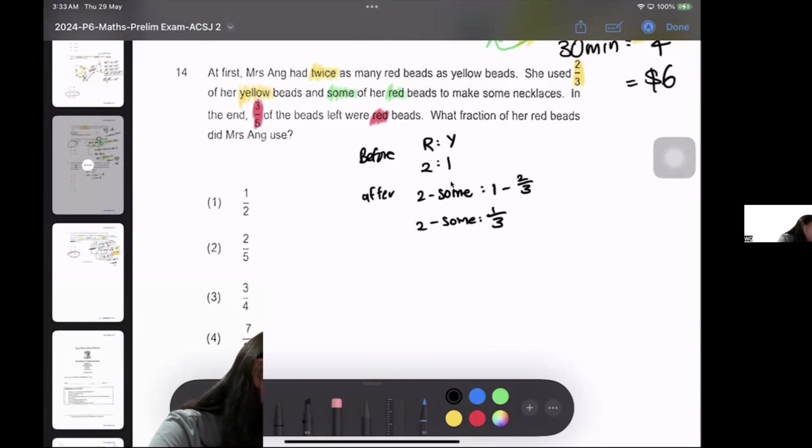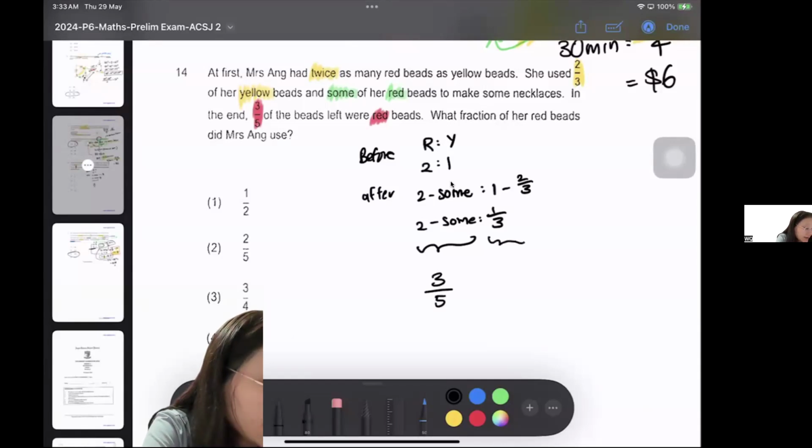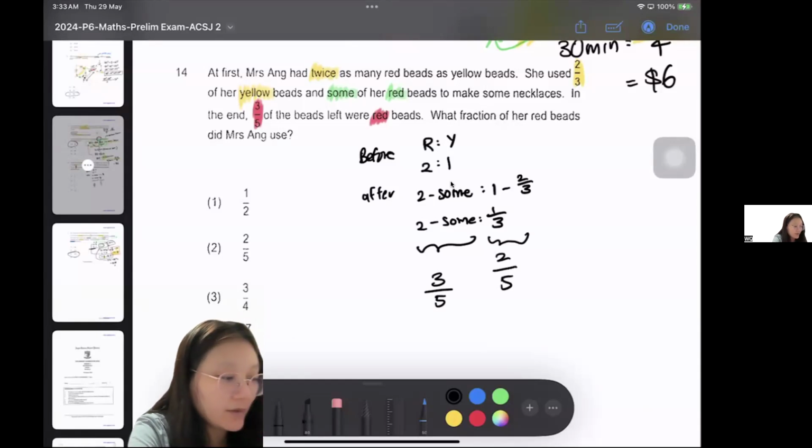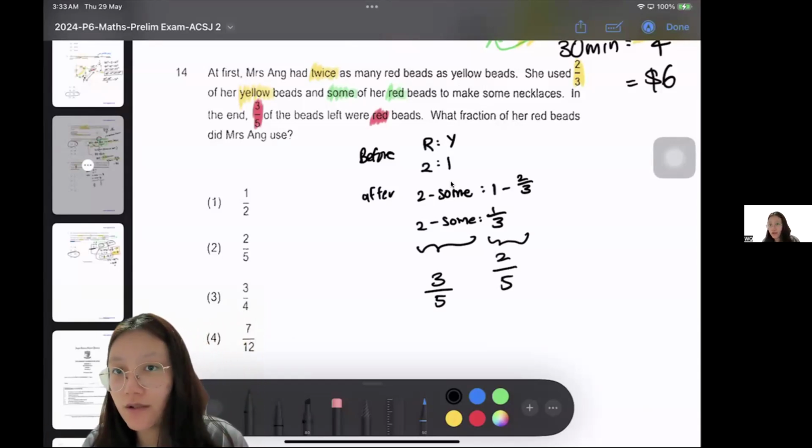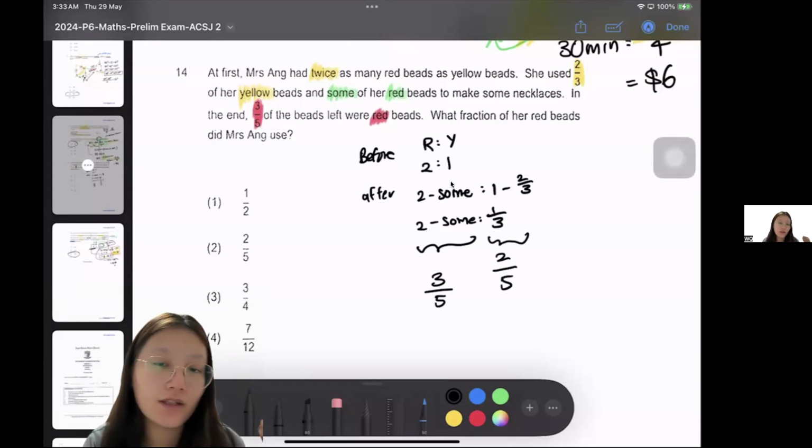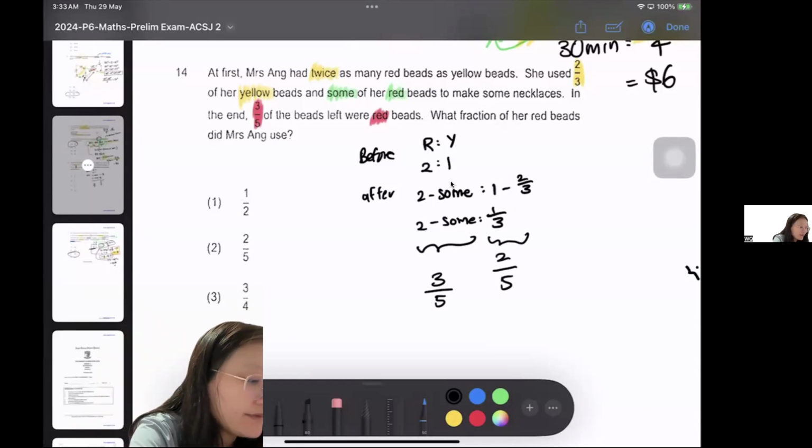Okay, so next, in the end, 3/5 that were left were red beads. Okay, so 3/5 were red beads, which means this one has to be 2/5, right? If 3 parts are red beads, what is left other than red beads? There's only yellow beads. So yellow beads must be 2/5. Okay, so if 2/5 is the 1/3 in this ratio, what you need to do is take 2/5 equals 1/3 of Y.